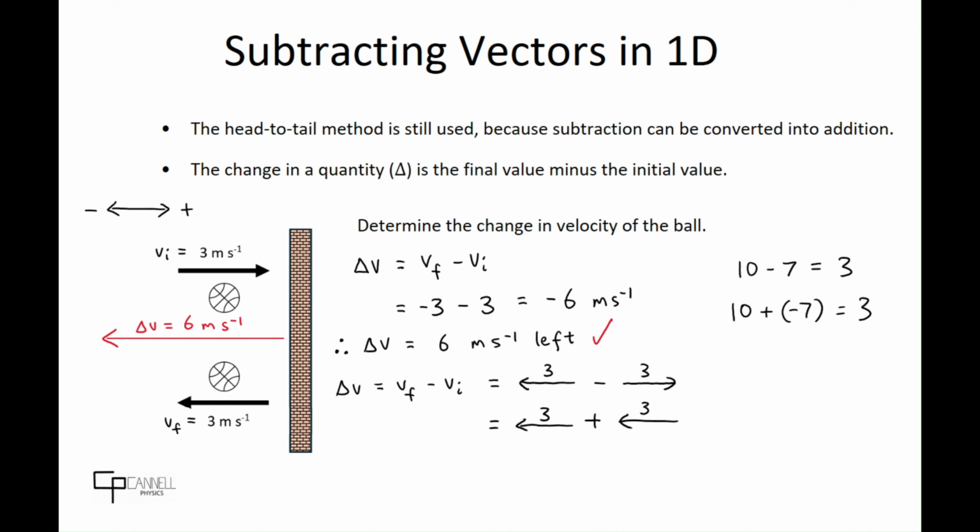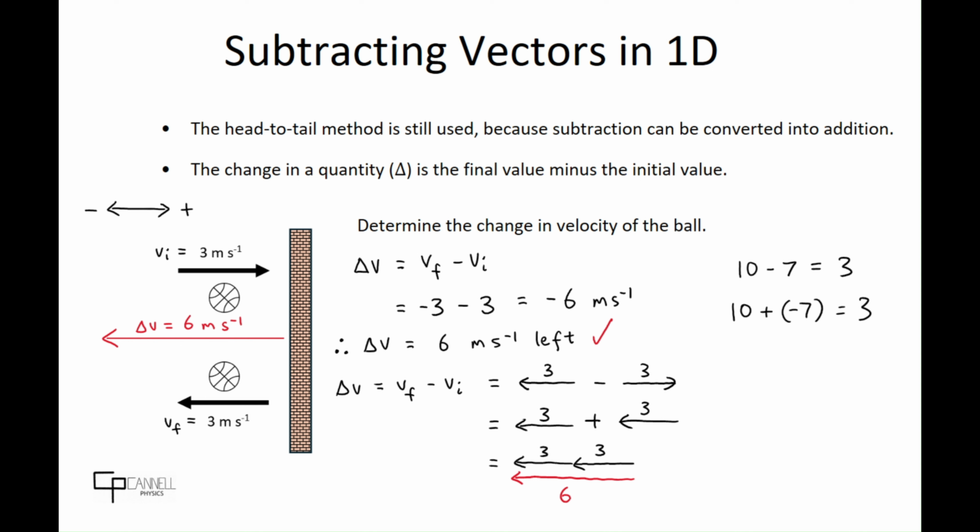So I can use the head-to-tail method, and I'm going to join the head of this vector here to the tail of this vector over here, like so. You can see I've got this link or chain of vectors using the head-to-tail method. And as always, the resultant is drawn from the tail of the first drawn vector to the head of the last drawn vector. And I'll draw this with a red arrow. So this just makes it more visual to understand that the change in velocity is 6 meters per second to the left. And if this is still not making sense, I have one more explanation for you.